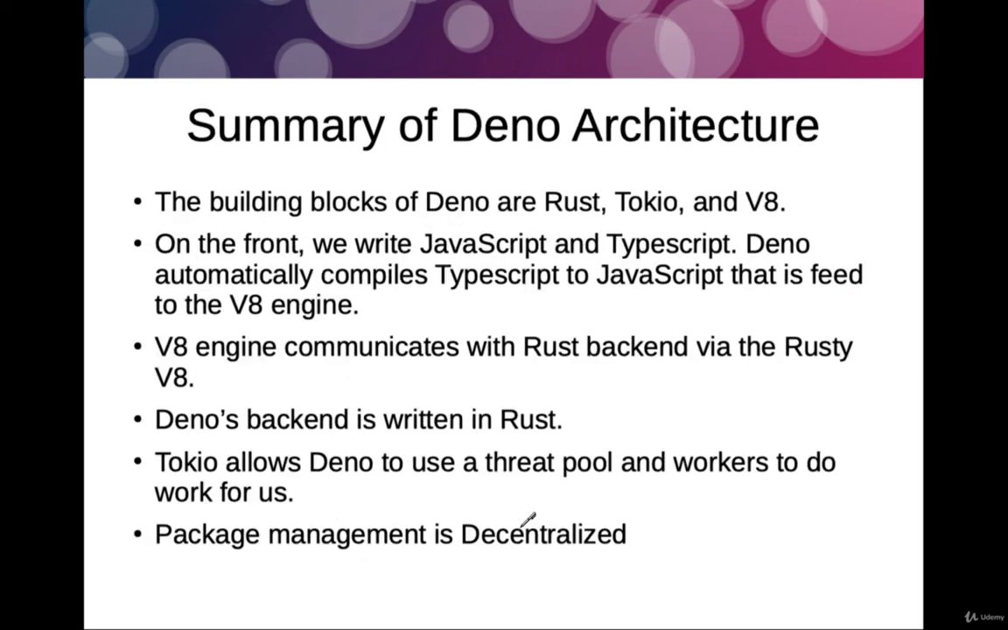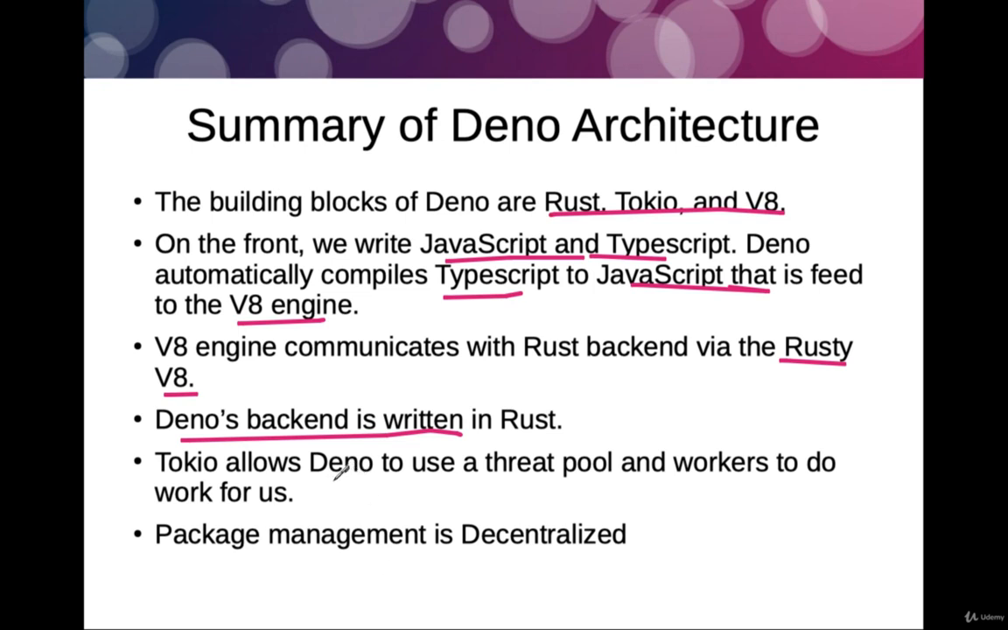Now, let's understand the summary of the Deno architecture. The building blocks of Deno are Rust, Tokio, and V8, right? On the front, we write JavaScript and TypeScript, and Deno automatically compiles the TypeScript to JavaScript that is fed into the V8 engine using Rusty V8, which is written in Rust, right? Deno's backend is written in Rust, but just for your information, Ryan Dahl previously considered using Go, but because of some memory problems and other problems, he did not go ahead with Go and then considered using Rust, right? And that was a wonderful choice.